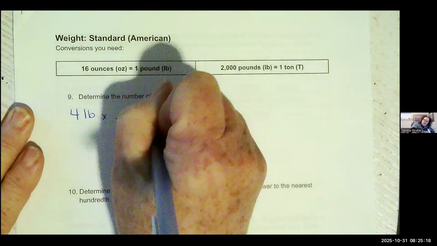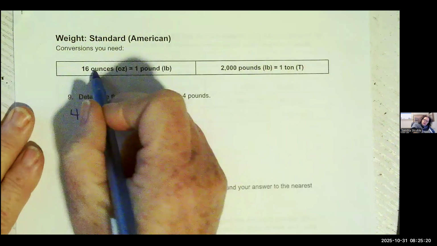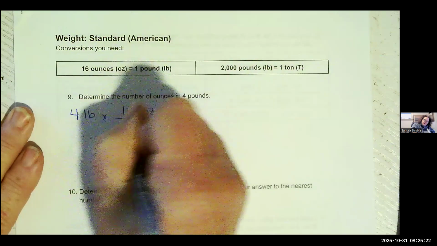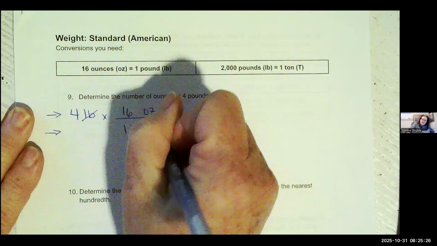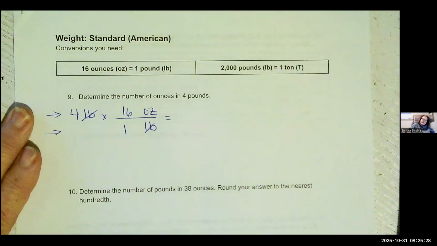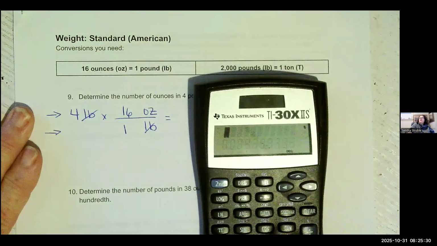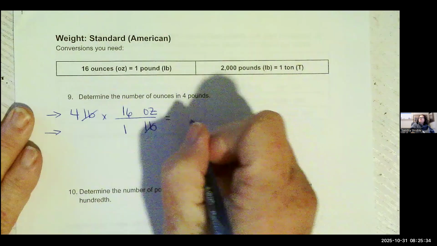16 ounces are 1 pound, multiplying straight across. Pounds are gone. Remember, there's no cross multiplication in here. And then 4 times 16 is 64. So 64 ounces.